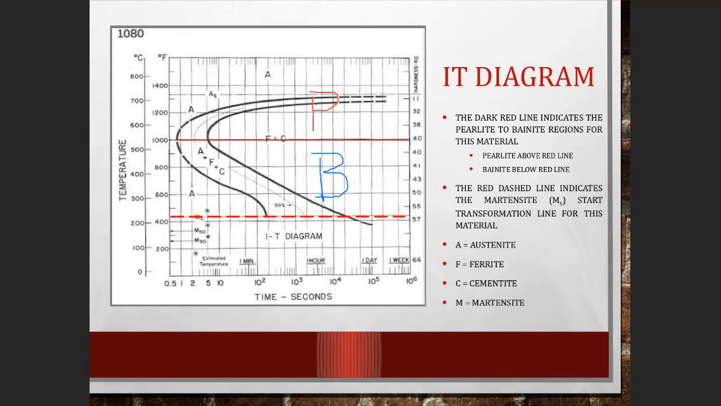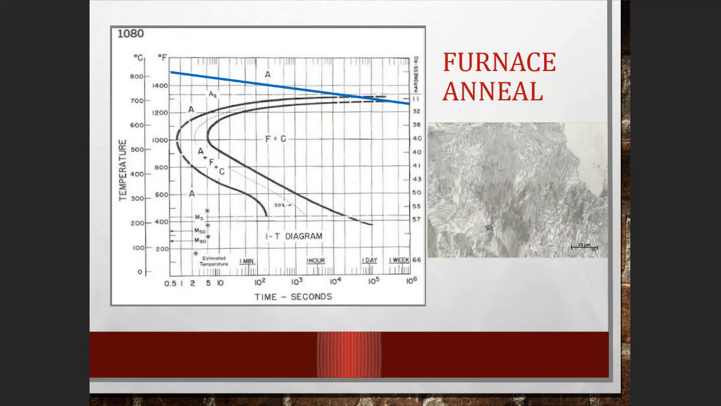The other transformation is being able to quench below this dashed red line in order to form martensite. Okay, that's where martensite forms. So looking at this particular diagram, you can see several different types of heat treatment processes that are not given in a phase diagram.